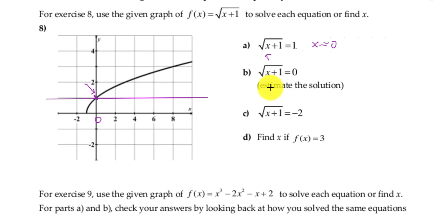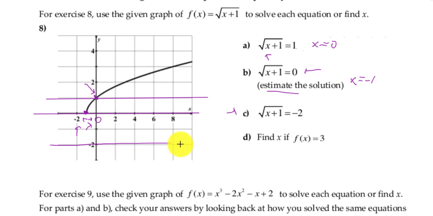Here's the one where we have to estimate the solution. What value of x will give me 0? I'm going to draw a line at y equals 0, and the intersection looks like it's in between 0 and negative 2. So maybe I would say x equals negative 1. This intersection looks like it's in between negative 2 and 0, so negative 1 is right in the middle. If you look at letter C, I draw a horizontal line at negative 2.